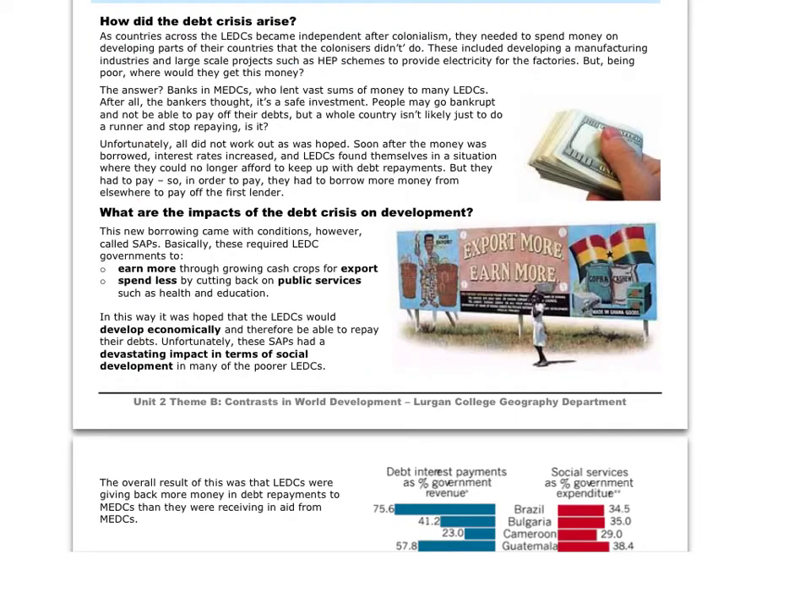And the final factor is debt. Now, we've covered a little bit here about how it arose. I don't think that's hugely important, but basically what happened whenever the LEDCs became independent and they needed money, where are they going to get it from? They got it from banks and MEDCs. They spent the money thinking it was a safe investment, but it didn't work out as hoped because the interest rates went up. The LEDCs found themselves in a situation where they couldn't afford the debt, so they actually had to borrow money to pay off the first lenders. That's how it arose. But more significantly here is, what are the impacts of the debt crisis?